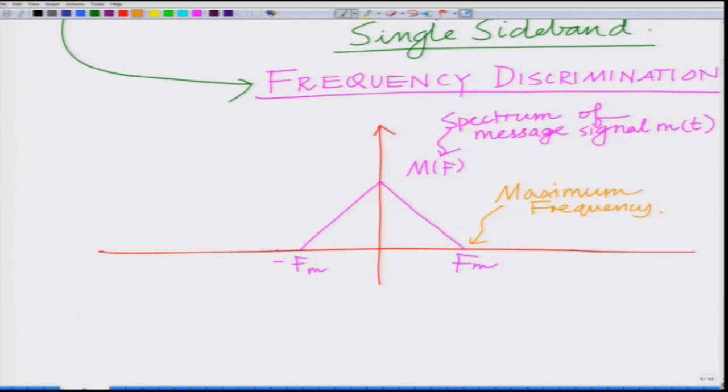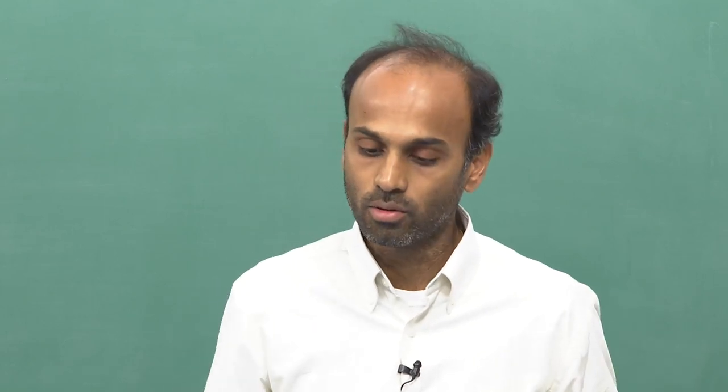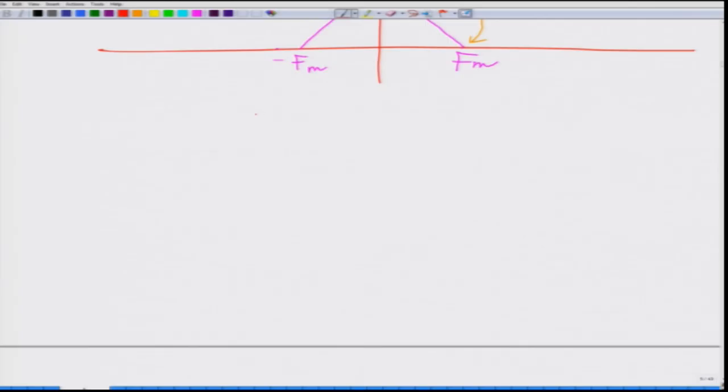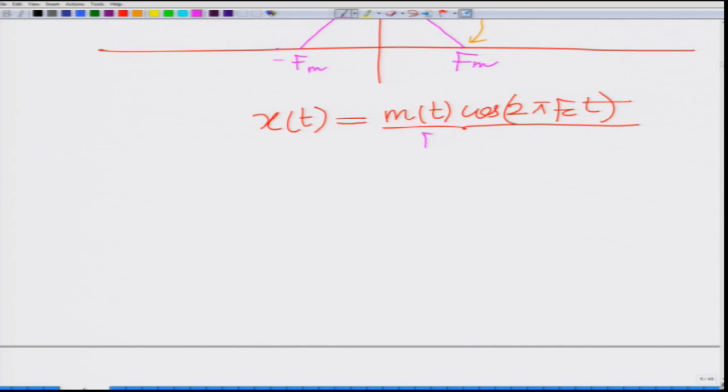Now, in frequency discrimination, first we generate the DSB-SC, that is the double sideband suppressed carrier signal, by modulating with the cosine carrier. So, the DSB-SC signal, which again we have seen, is x(t) equals m(t) cos 2 pi fc t. This is also your DSB-SC signal.